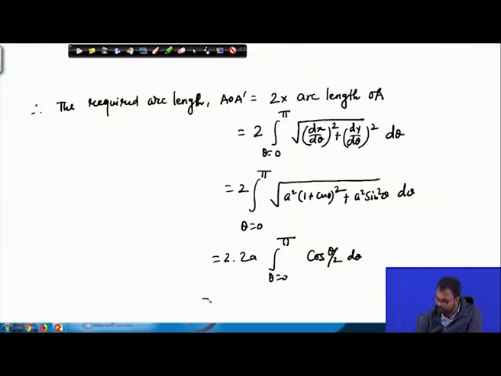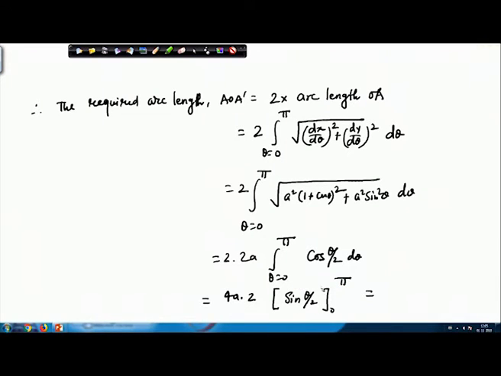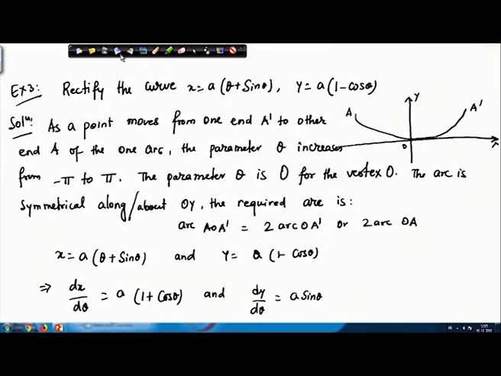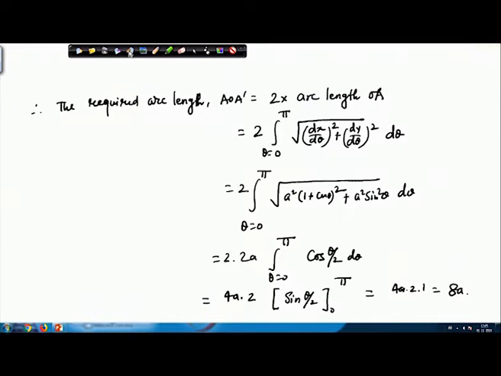So, this will be 4a, and once we integrate this thing, it will reduce to 1 by 2. So, there will be a 2 here, and cos theta by 2 will reduce to sin theta by 2, integral from 0 to pi. When theta is pi, this is sin pi by 2, and when theta is 0, then sin 0 is 0. So, 4a times 2, and sin pi by 2 is 1. So, that means 8a. That is the required arc length from here to here, although we calculated just from here to here by varying theta from 0 to pi.